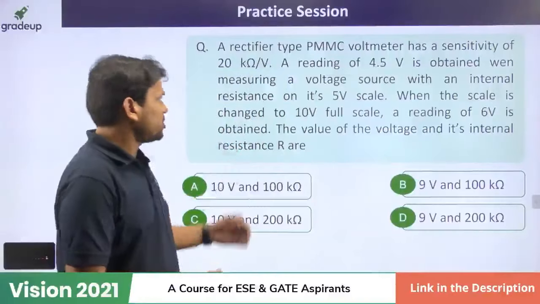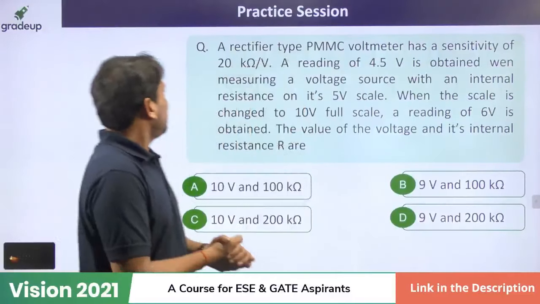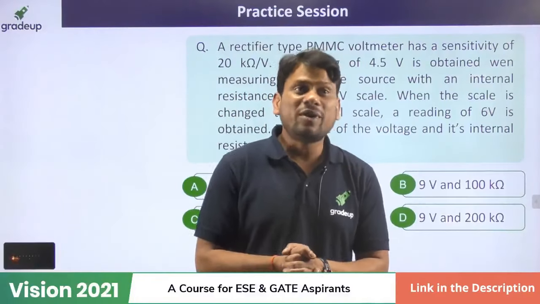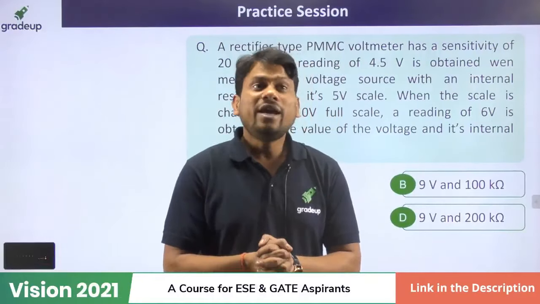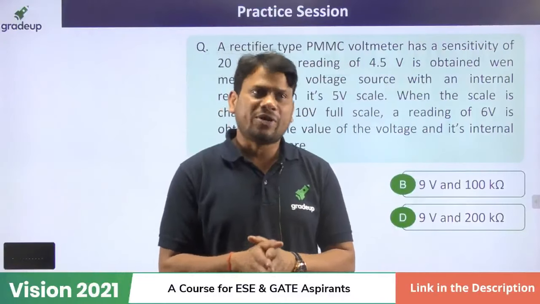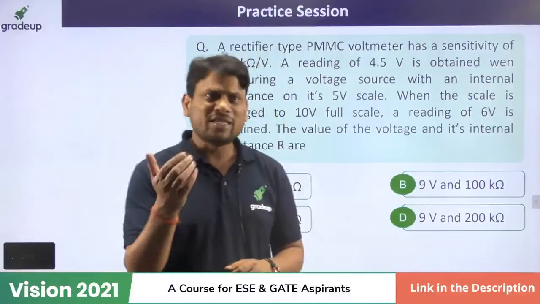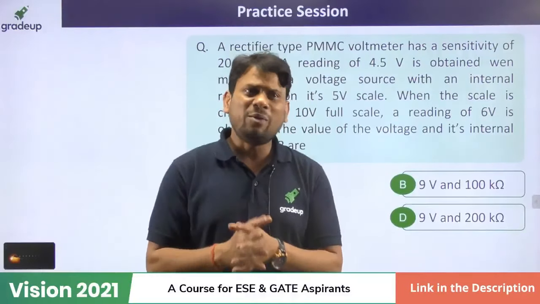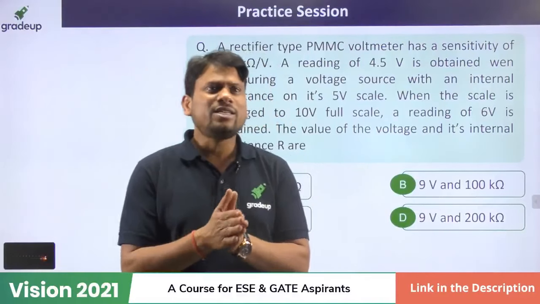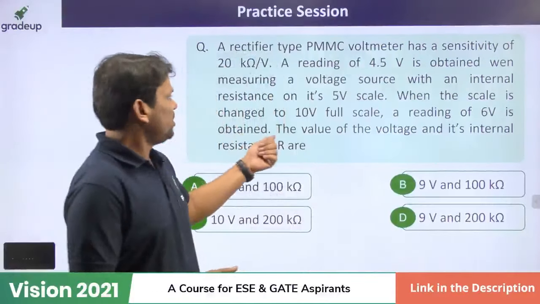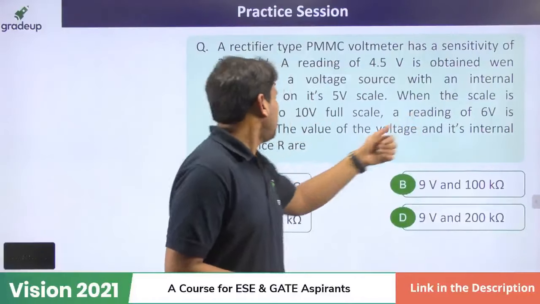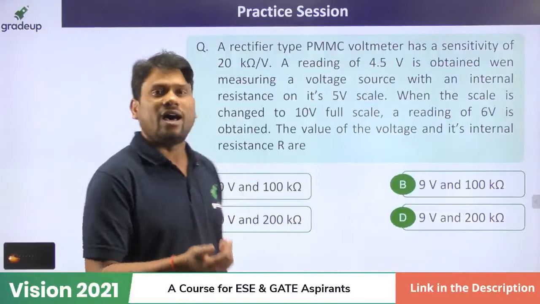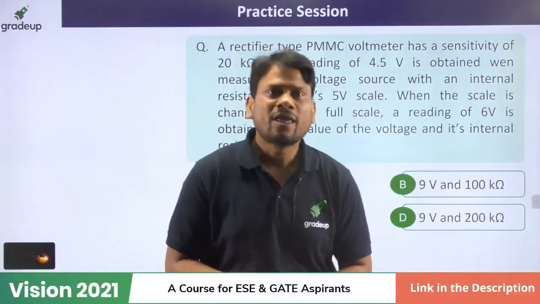Please reply to this question. So I read that example. A rectified type PMMC voltmeter has a sensitivity of 20 kilo ohm per volt. A reading of 4.5 volt is obtained when measuring a voltage source with an internal resistance on its 5 volt scale. When the scale is changed to 10 volt and a reading of 6 volt is obtained, the value of the voltage and its internal resistance are? Please, somebody tell me.